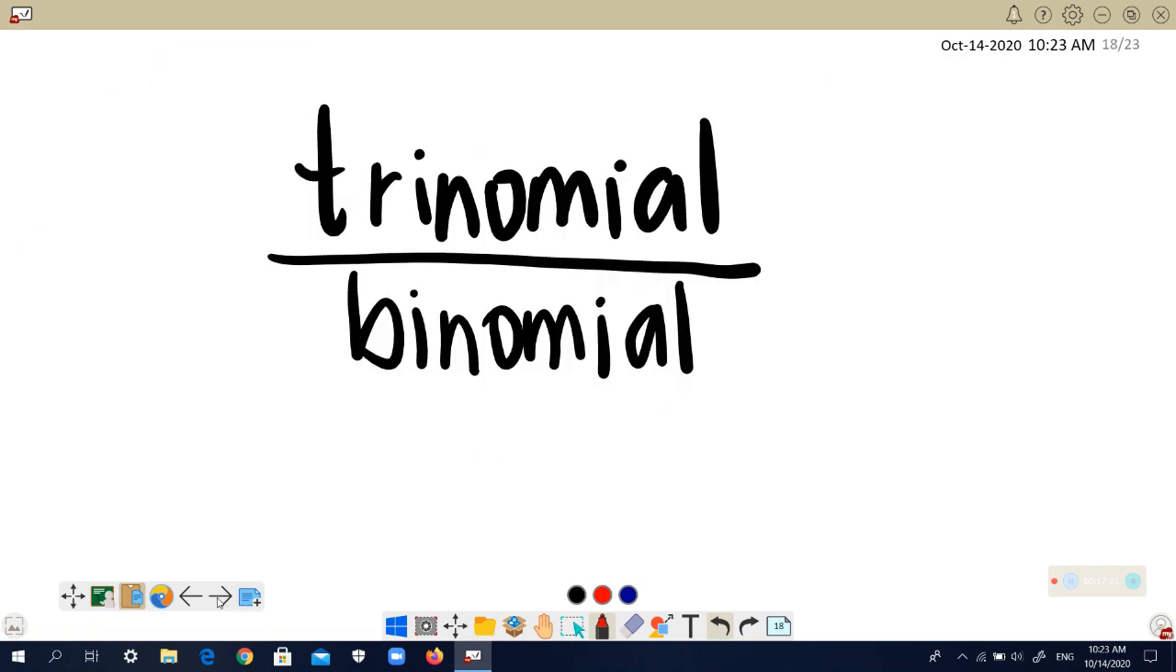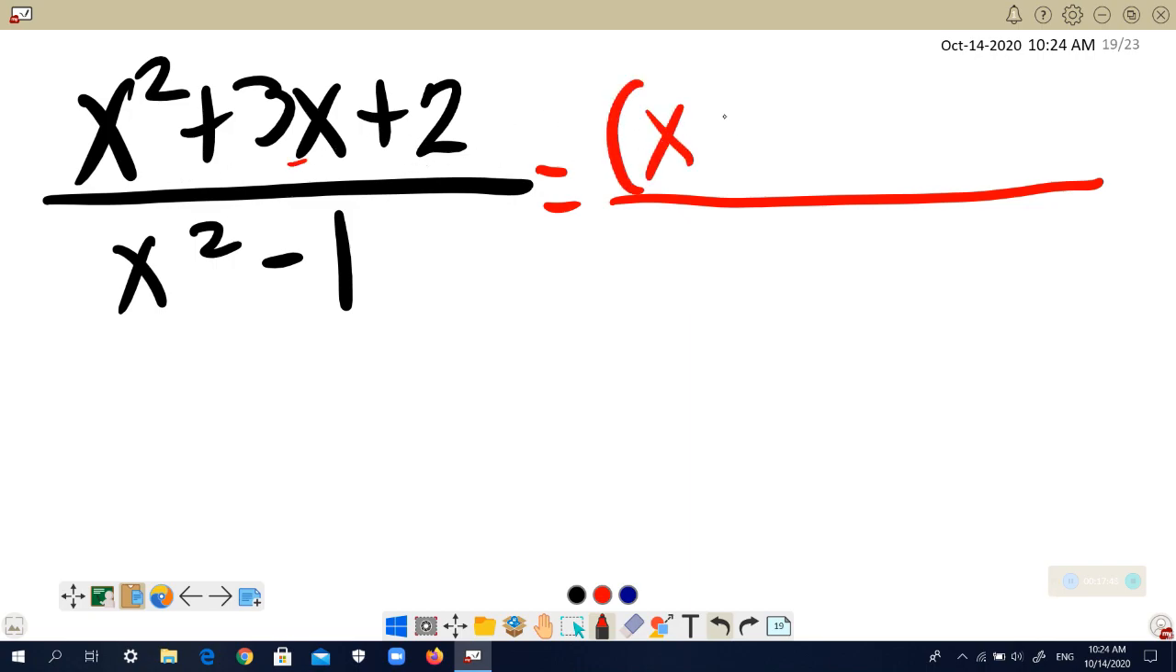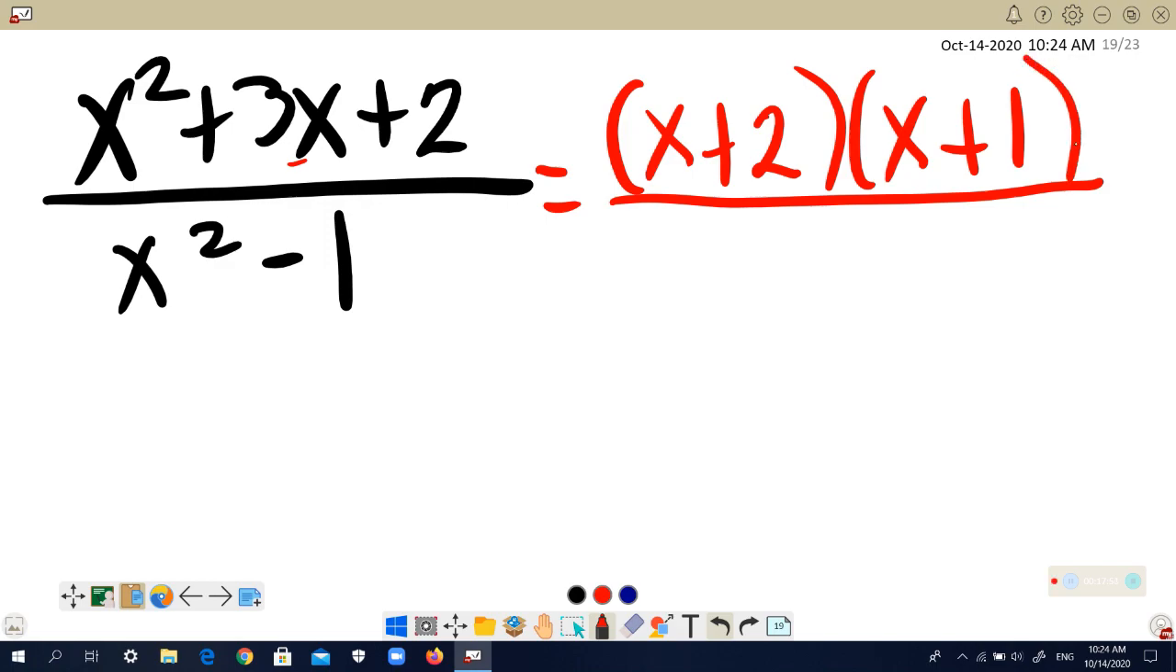And for the next example, let us have a trinomial. Sometimes on the numerator and on the denominator, we have a binomial. This time, we again have to factor. After finding the GCF, factor out, then divide out the common factors, and then simplify. The factors of x squared plus 3x plus 2 will be x plus 2, thank you for answering, times x plus 1.